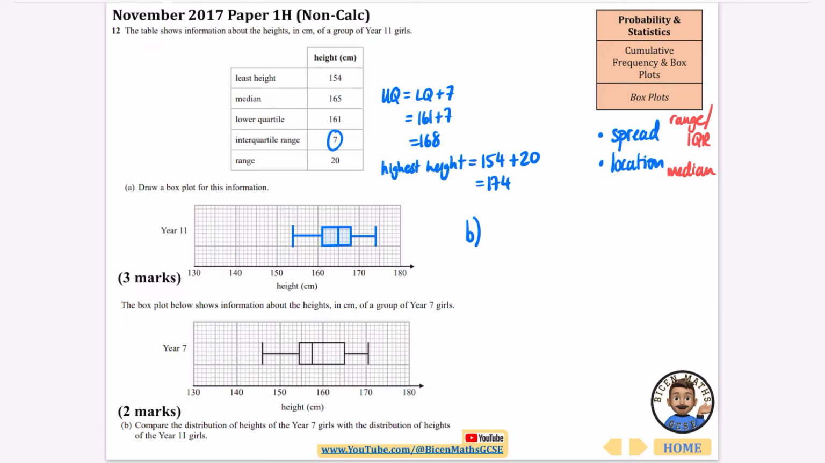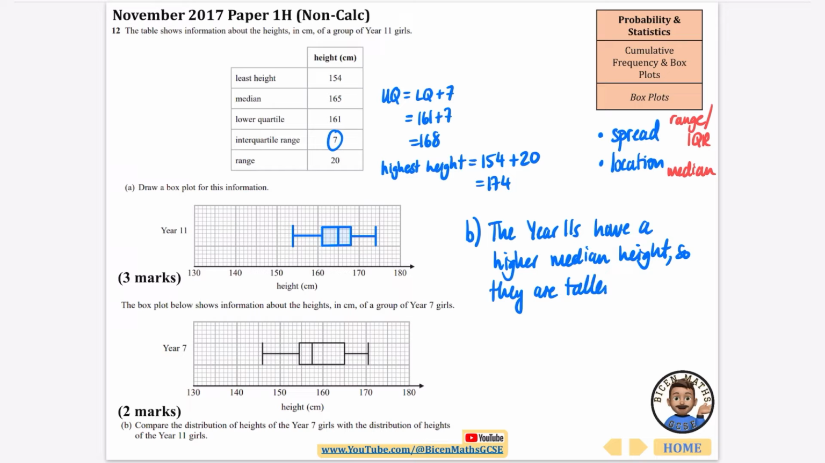So I'm going to do a comparison, and as the first bit of comparison, I'm going to say that the Year 11 girls are taller because their median is higher. So the Year 11s have a higher median height. Now you don't need to say this next bit, but it's good to have: Year 11s have a higher median height, so they are taller on average. That's our first mark that we've got here.